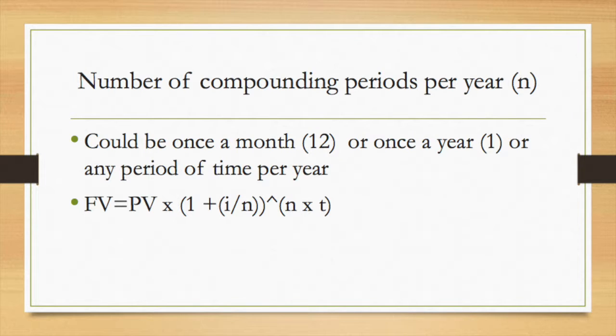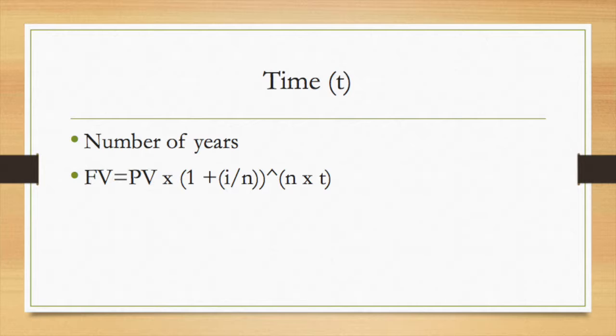So next we have the number of compounding periods per year represented by N, and this could be either once a month, which is 12 periods, or once a year, which would only be 1. And then the last variable of our equation, t, is simply time represented by the number of years.